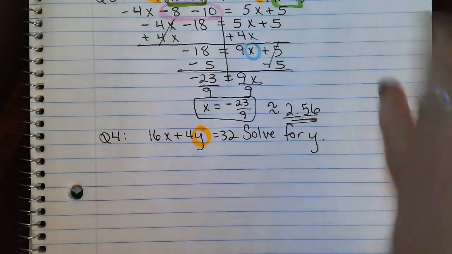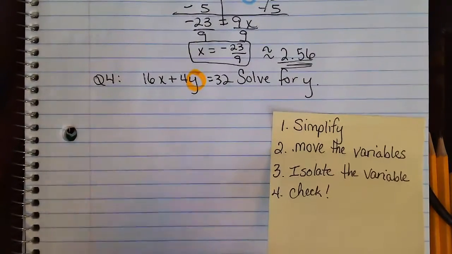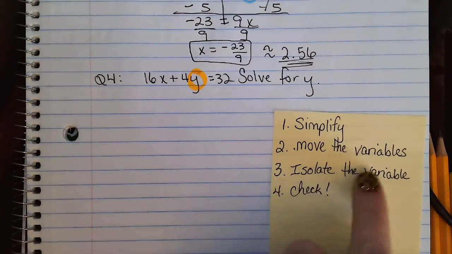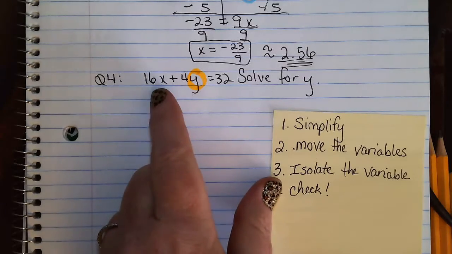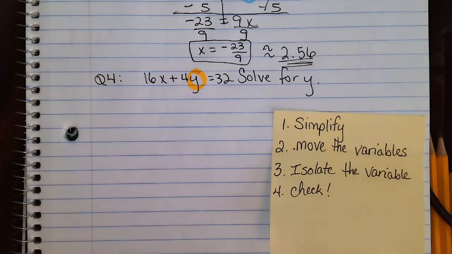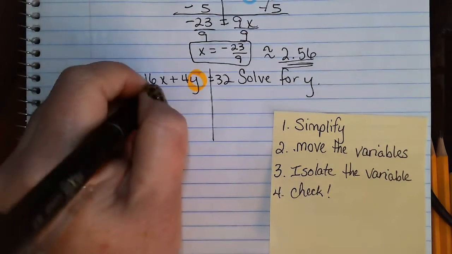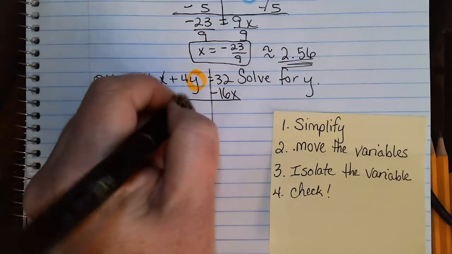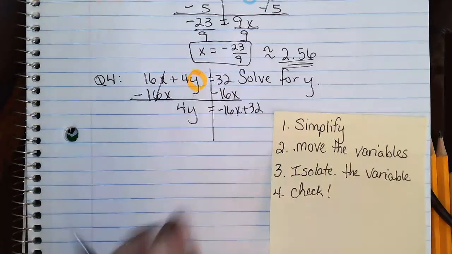I'm still going to follow the same process. I'm going to simplify if needed. I don't see anything that can be combined, so we're going to skip that one. We're going to move the variables. We need y by itself, so you know what? This one needs to go away. We need to move this one to the other side. Minus 16x. For y equals negative 16x plus 32.